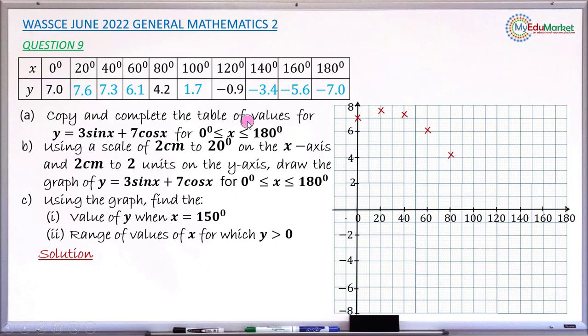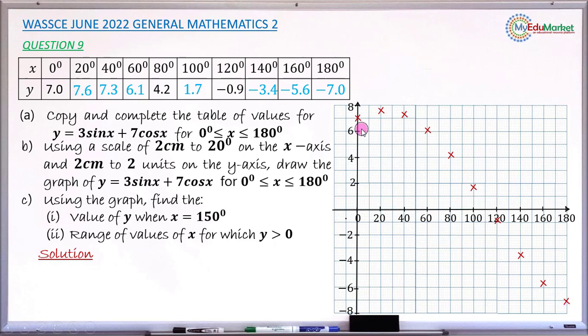So I'm going to do the same to mark all the remaining points. So x 100, y 1.7 is going to be somewhere here. X 120, y minus 0.9 is now going to be somewhere here because this is 10. So before 10.9. X 140, y minus 3.4. This is the place. X 160, y minus 5.6. It is now going to be here. And the last, x 180, y minus 7.0 is now going to be here. These are my points.